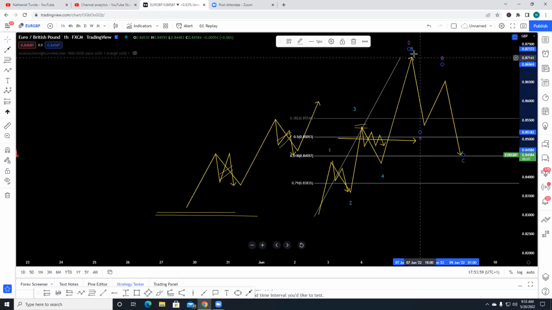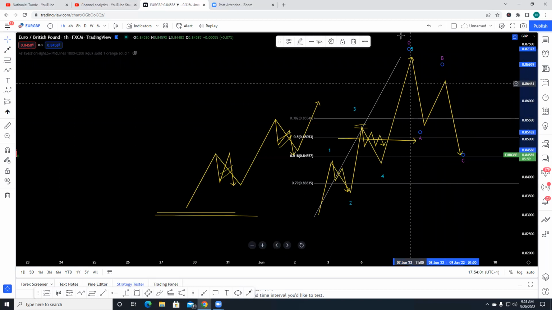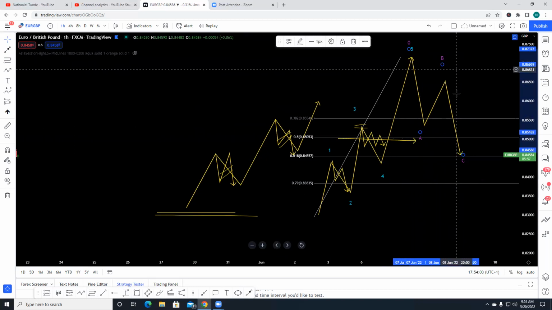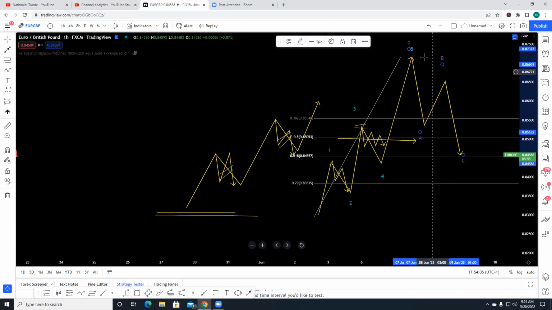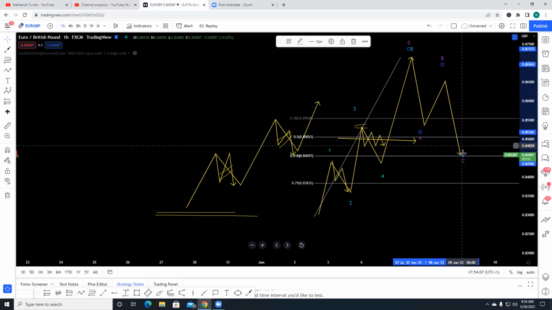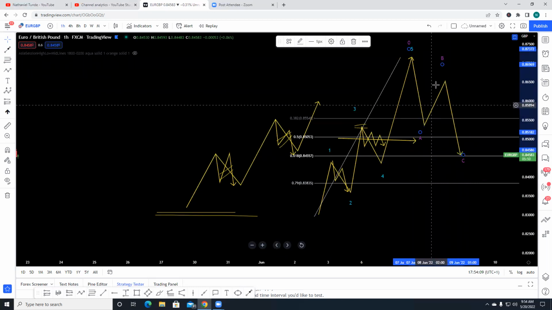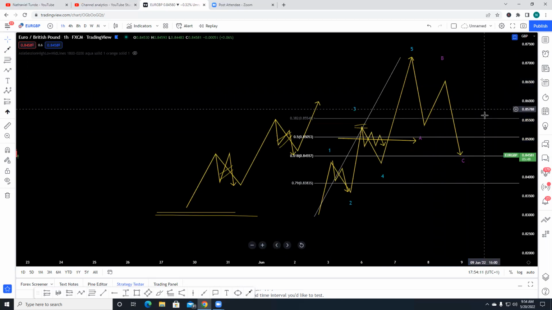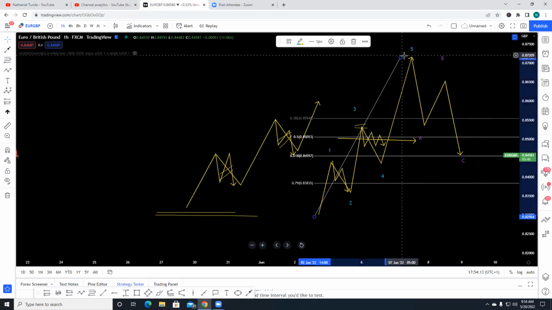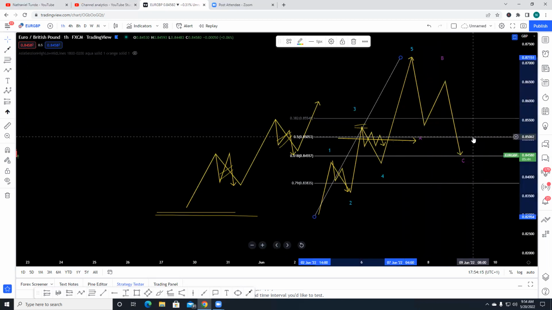And see, there's equal length between A and C. You must check equal length between A and C. It's very, very important, guys. And A is very sharp, C is very sharp, then B is always very slow. That is, after formation of wave 5, that is the corrective structure you will see.